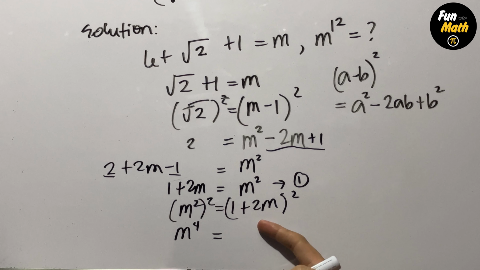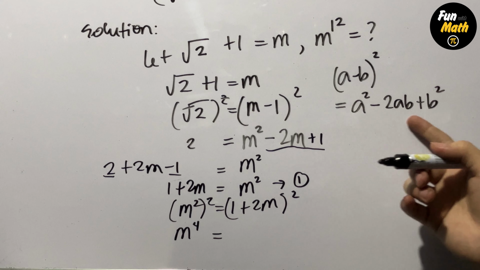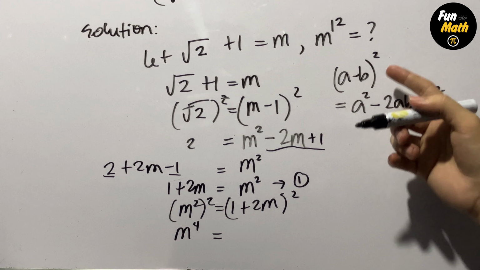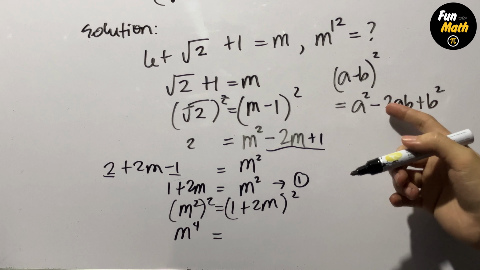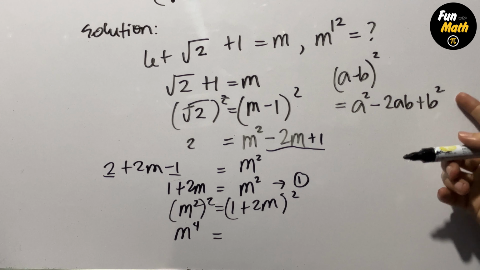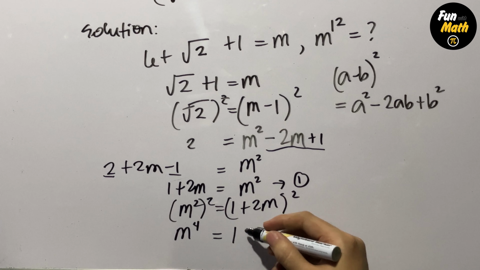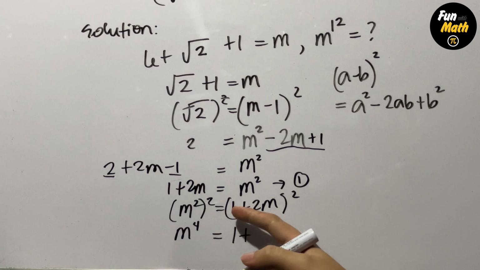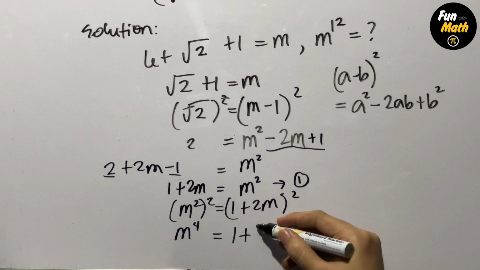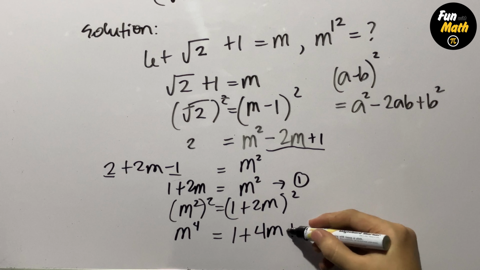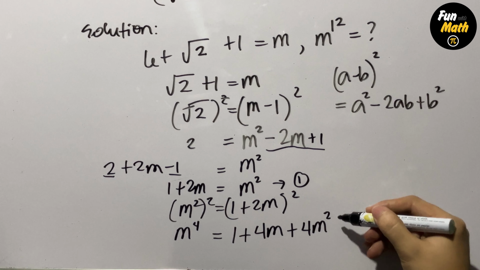Here to expand, let's use the identity. So this is how we expand an identity: a plus b whole to the power of 2 is equal to a squared plus 2ab plus b squared. So for this, 1 squared, that is 1, plus 2 times 1 times 2m, that is 4m, and then 2m squared, that is plus 4m squared.